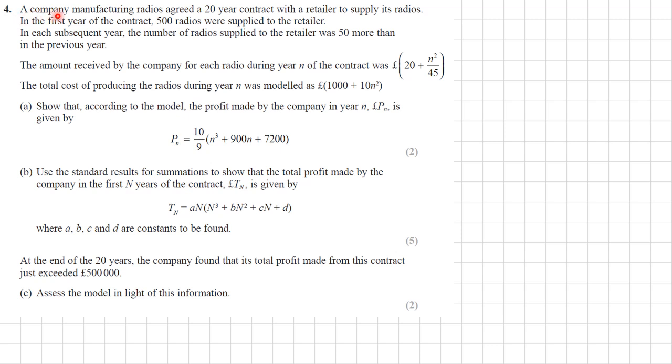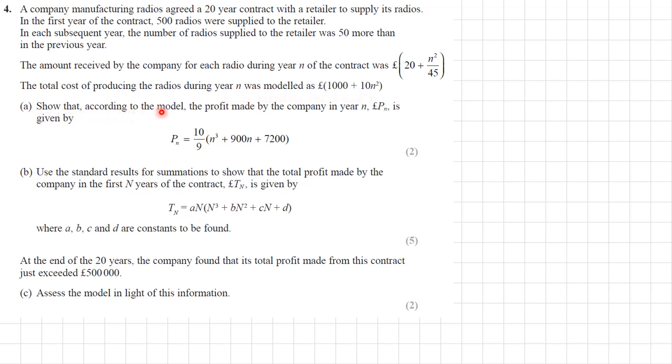Question 4. A company manufacturing radios agreed a 20-year contract with a retailer to supply its radios. In the first year of the contract, 500 radios were supplied to the retailer. In each subsequent year, the number of radios supplied to the retailer was 50 more than in the previous year. The amount received by the company for each radio during year N of the contract was (20 plus N squared) over 45 pounds. The total cost of producing the radios during year N was modelled as 1000 plus 10N squared. Part A.